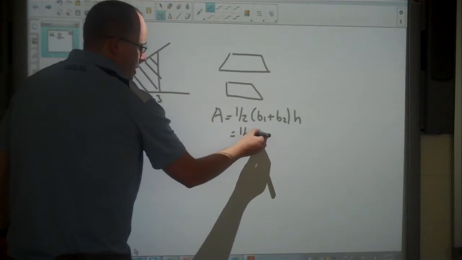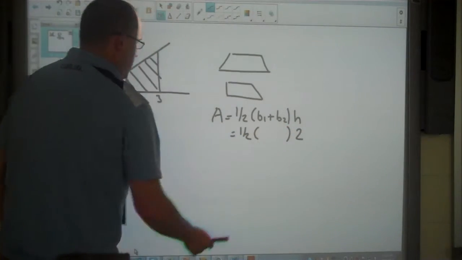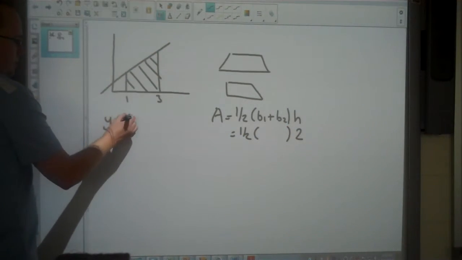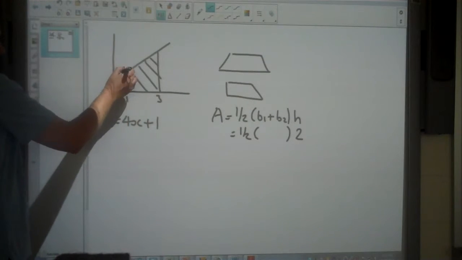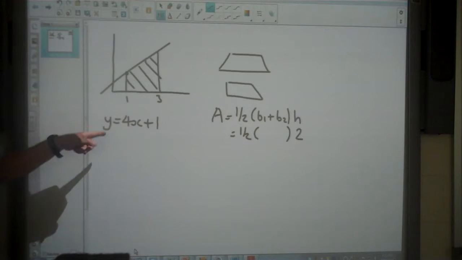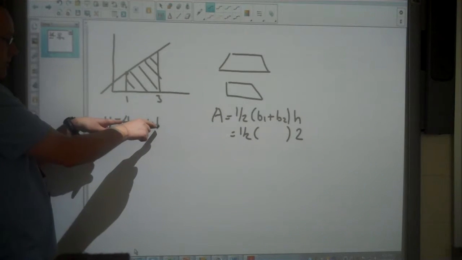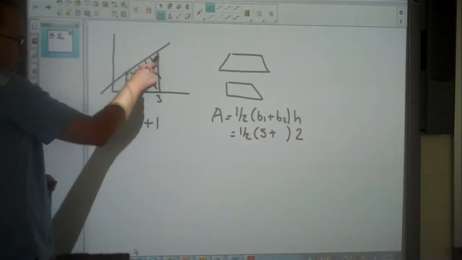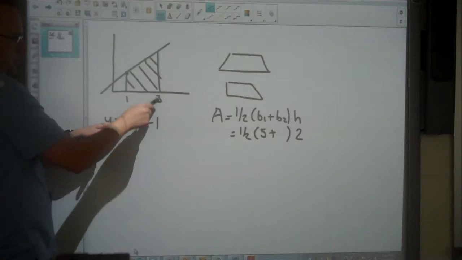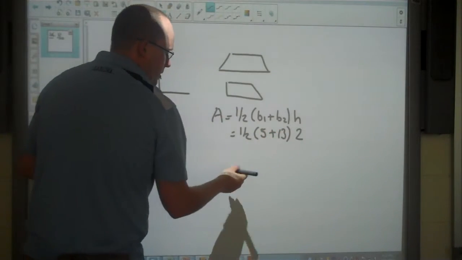So the base 1 and base 2, we're not actually given for this, but we do know the height is 2. Now the formula says this is y equals 4x plus 1. So if I want to find this y value here, I just need to substitute in 1 into this formula. So 4 times 1 plus 1 is 5. So this height here is 5. And at 3, 4 times 3 is 12 plus 1 is 13. Means that this height here is 13.